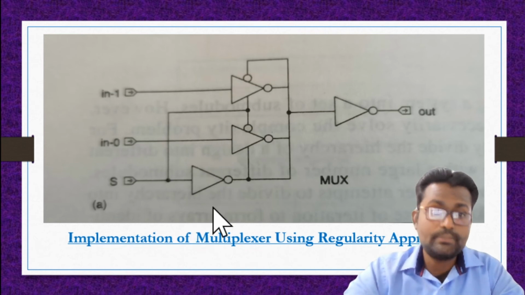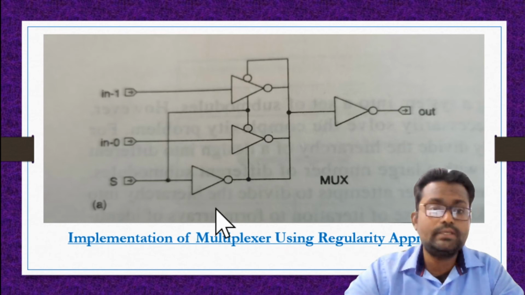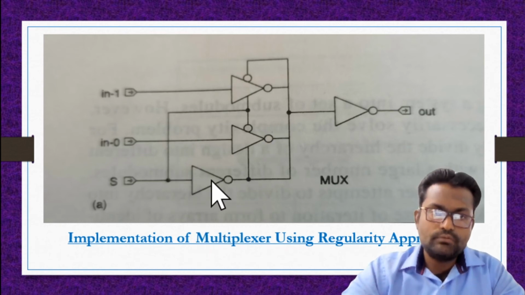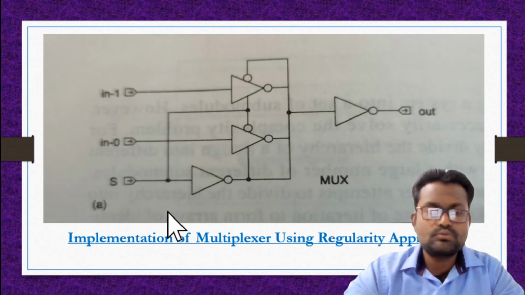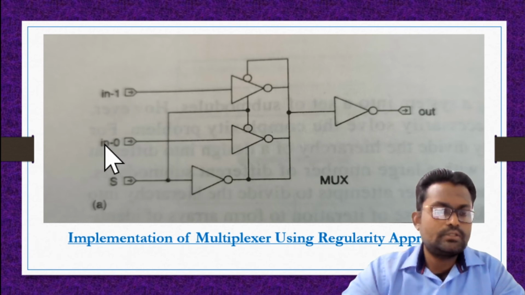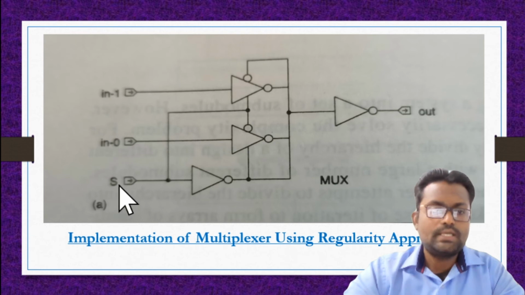You can also implement it by using a simple inverter, but here the inverter and tri-state buffer are used for making the multiplexer circuitry. Okay, here there are two inputs. First is input 0 and the second one is input 1, and this one, S, stands for select.